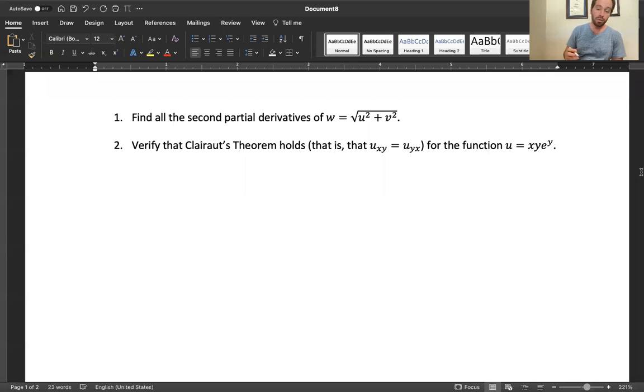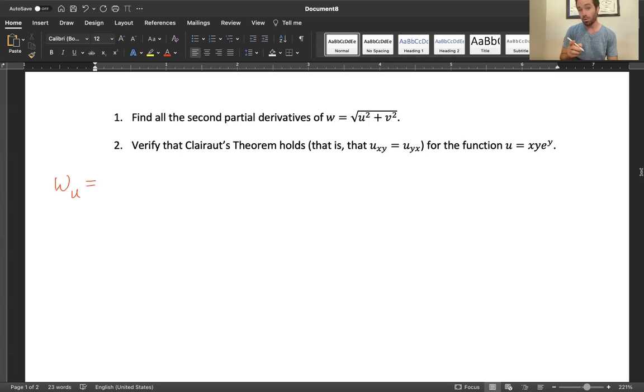Let's get some partial derivatives, shall we? First of all, we're going to find the second partial derivatives of this first function. Now, to get a second partial derivative, you do need to get a first partial derivative. There's no single step way to get all the way to number 2. So what we're going to do is start out by finding the derivative of this with respect to u.